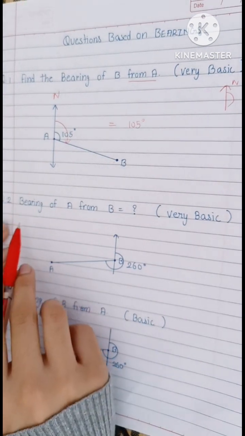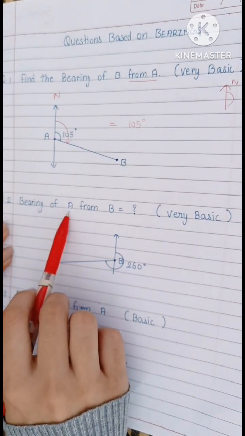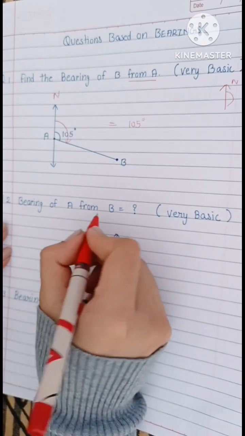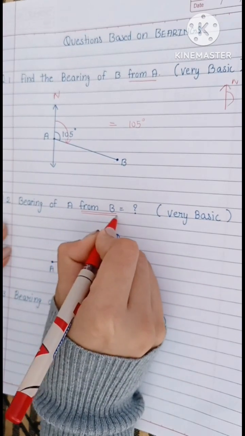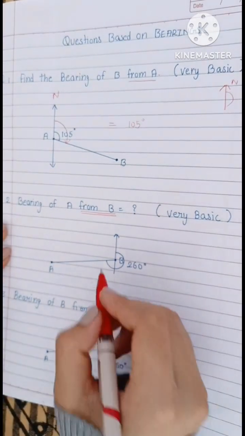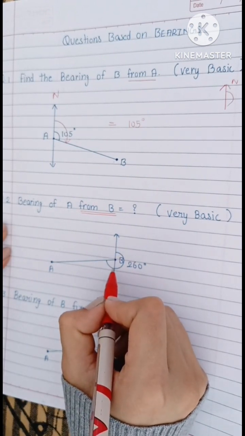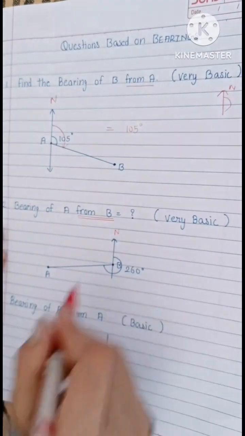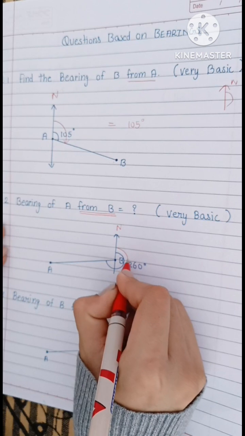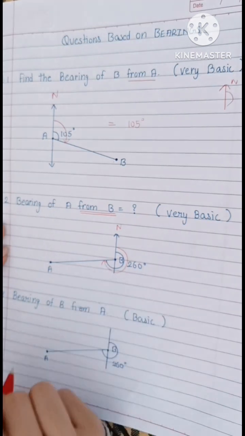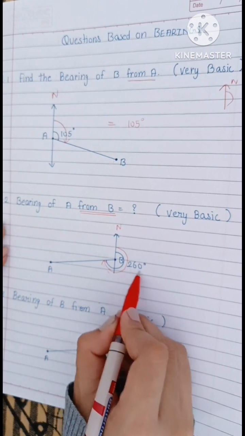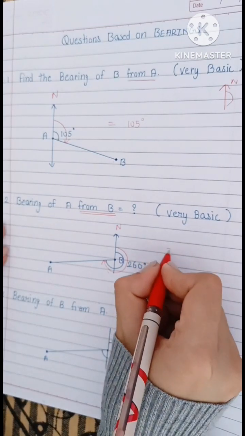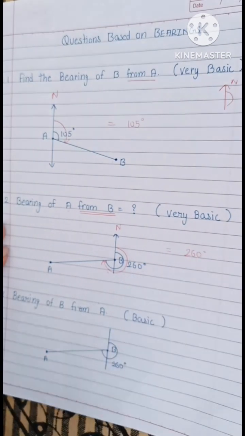Then the second question says, bearing of A from B. Now bearing of A from B, so you have to start from B. So on B I have drawn a north-south line and I have to move again clockwise. So let's move clockwise from B to point A. I need this angle which is again given. So bearing of A from B would be 260 degrees.